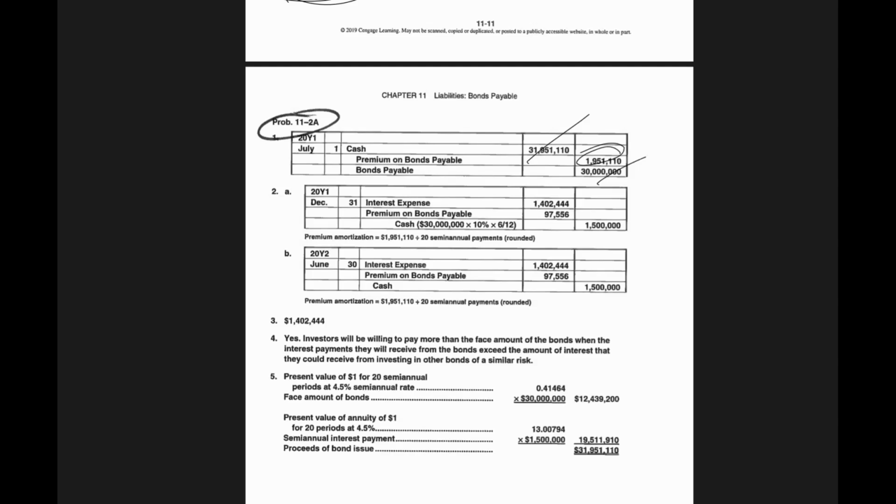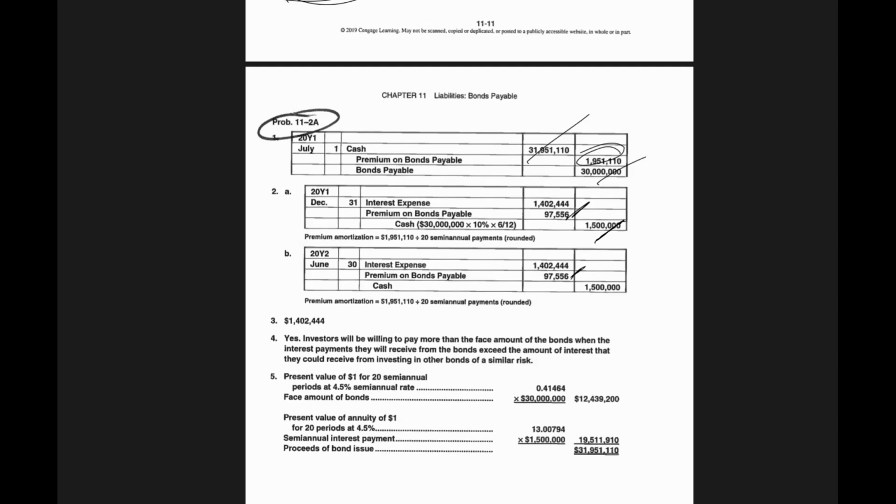Once again, it's a 10-year bond that pays twice a year. So we will take that $1.9 million and divide it by 20 payments. So $97,556. So that's the entry that we'll make 20 times over.